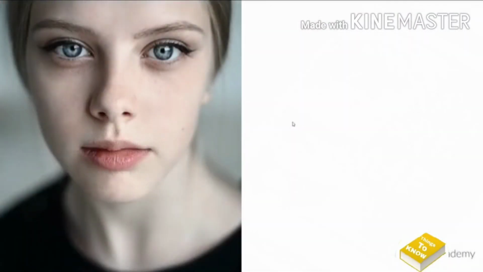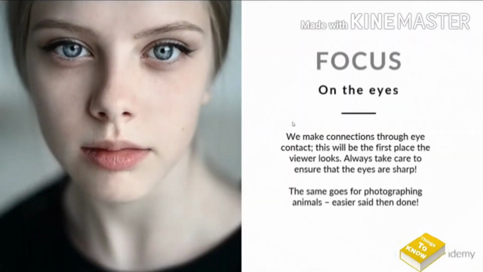I mentioned it a little bit earlier, but I can't stress it enough. When you're photographing people, pets, or animals, we make connections through the eyes. This is always going to be the first place the viewer looks. Think about when you're looking at paintings. If you go to a gallery and look at paintings from the Renaissance, think about where you look first. We always start at the eyes. So make sure this is where you focus when photographing people. And once these are sharp, everything else should look good.